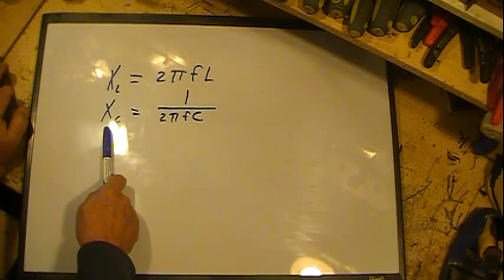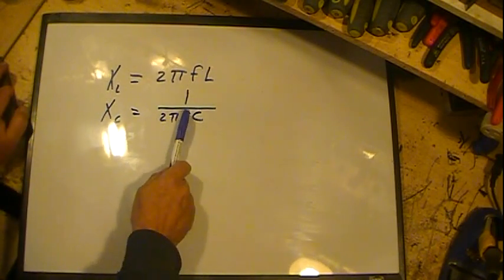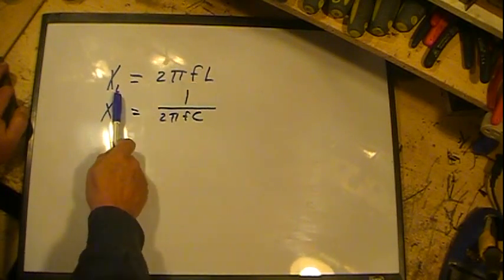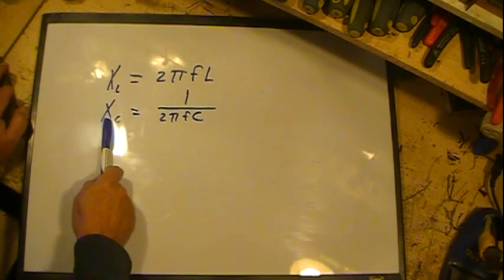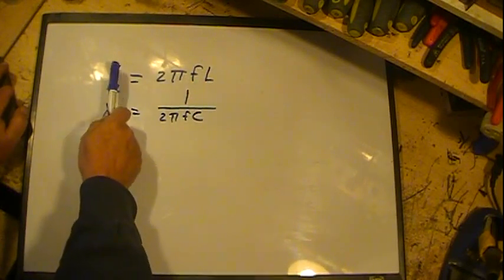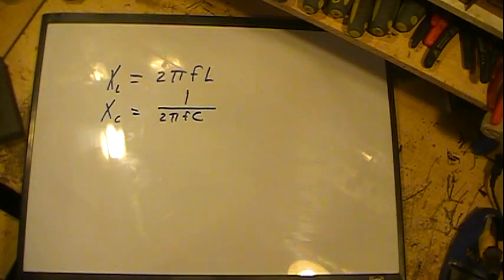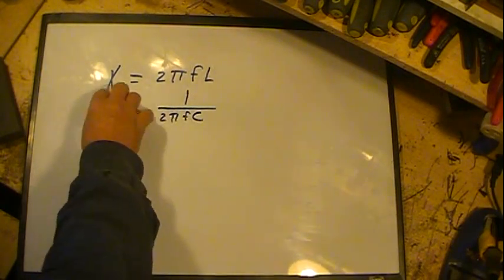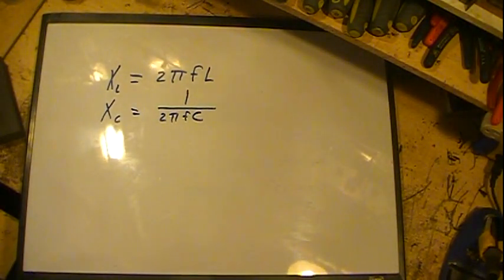But on capacitive reactance, it's inversely proportional. It's the opposite. If frequency goes up, capacitive reactance goes down. If capacitance goes up, capacitive reactance goes down. So if either of these or both go up, this goes down. But with inductive, if either one of these or both go up, this goes up. Of course, 2 pi is just a constant, so it never changes. But it's important to note this relationship here and here, as you will see pretty soon.